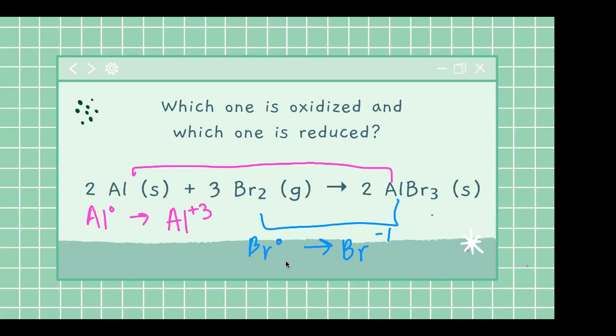Since Br goes from 0 to a -1, is this being reduced or oxidized? Reduced. Yeah, perfect, because it gained an electron, so it is undergoing reduction. So we can safely assume that the other is undergoing oxidation, because they go in pairs. Any questions on oxidation and reduction?